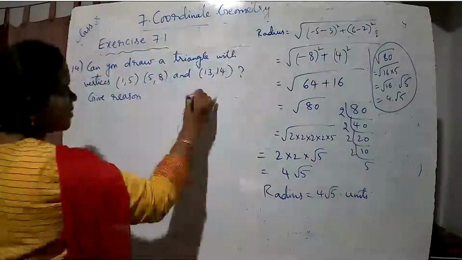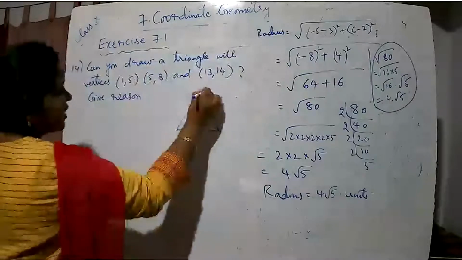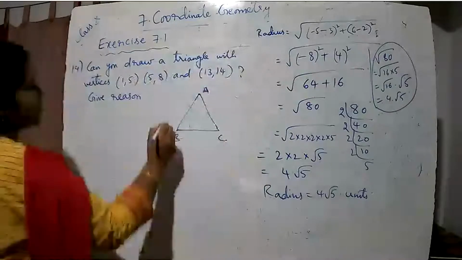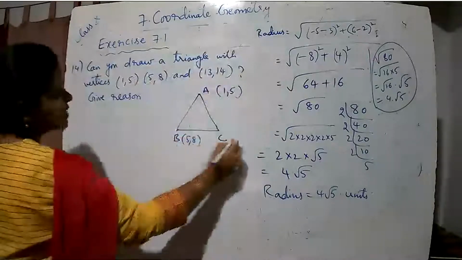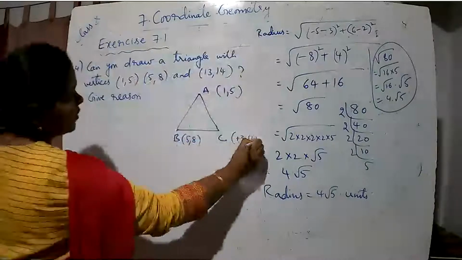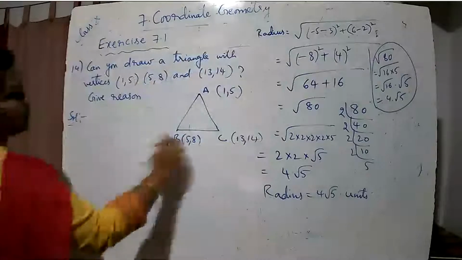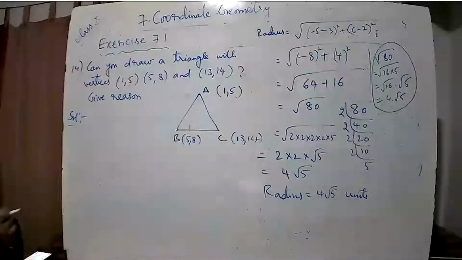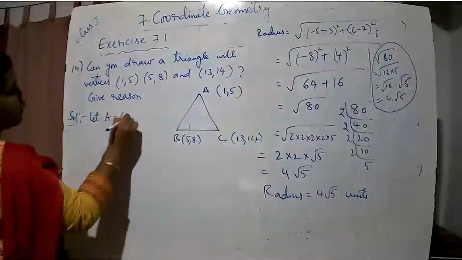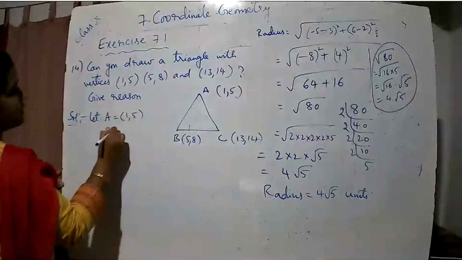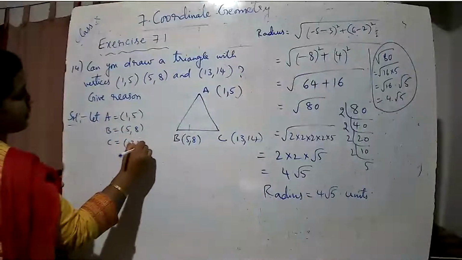So a triangle is given. Let us draw one triangle. These points are called vertices. Let us mark them as A, B, C. Take this as 1, 5, this one as 5, 8 and C as 13, 14. Now find the distance between AB, BC and CA. Apply the distance formula. First write down, let A is equal to 1, 5, B is equal to 5, 8, C is equal to 13, 14.